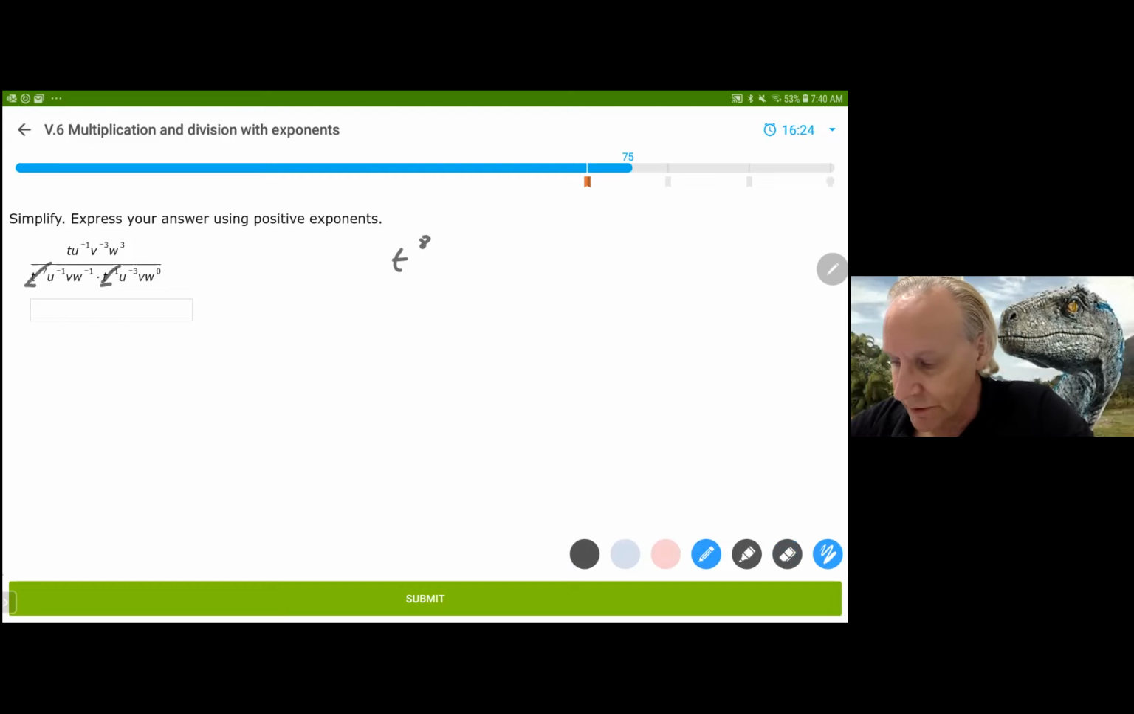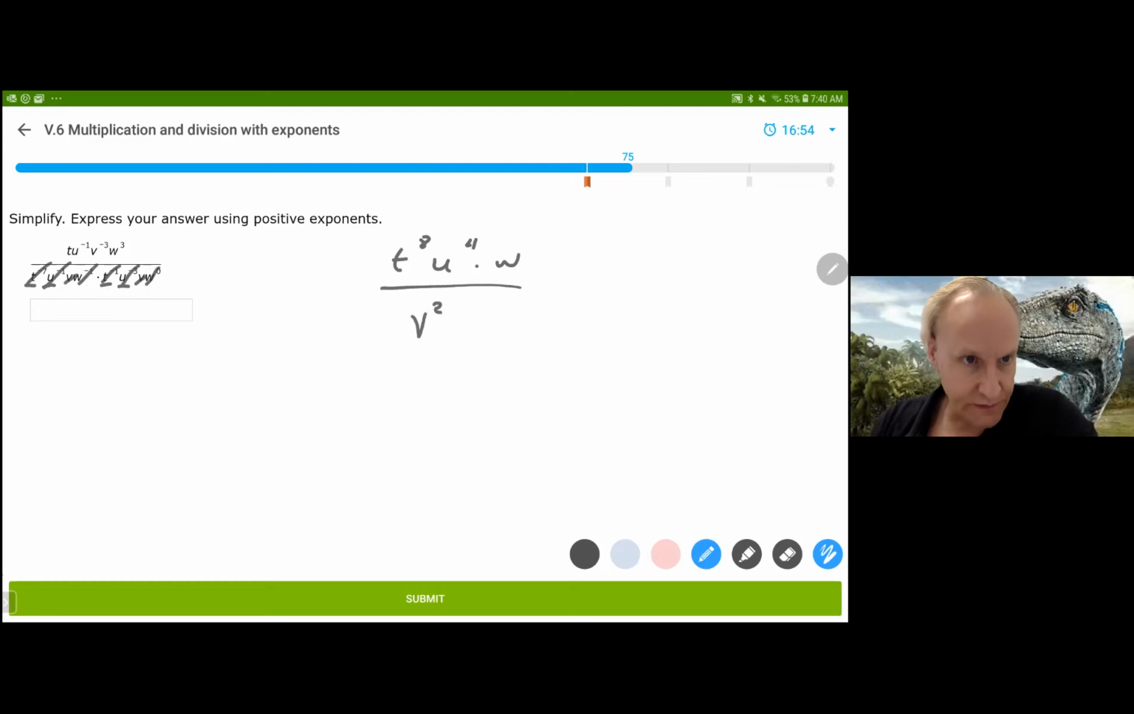Now I also have a u to the -1 and a u to the -3, which gives me u to the 4th in the numerator. Now I also have a w to the -1 and a w to the 0, which just gives me a w in the numerator. And finally, I have a v squared in the denominator. I have a v here and a v there. Now I've done all the denominators at this point.